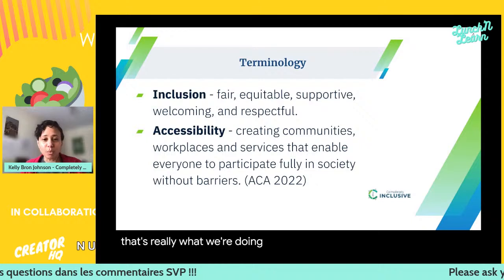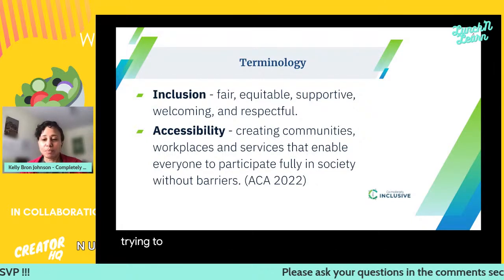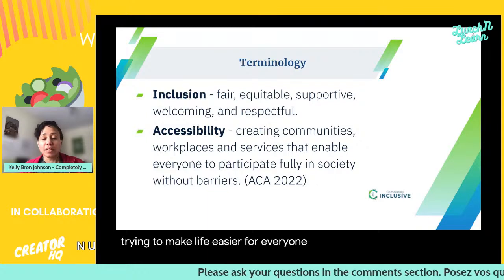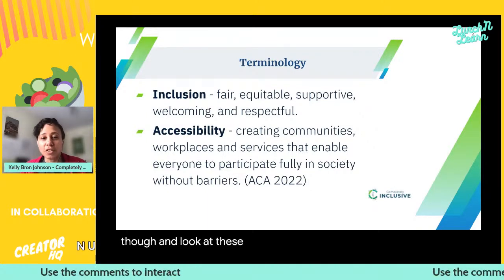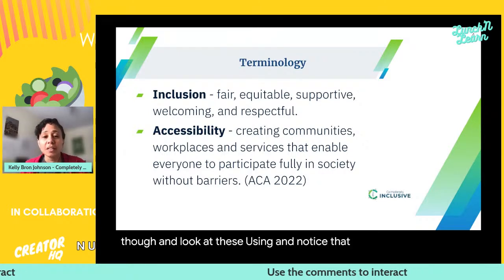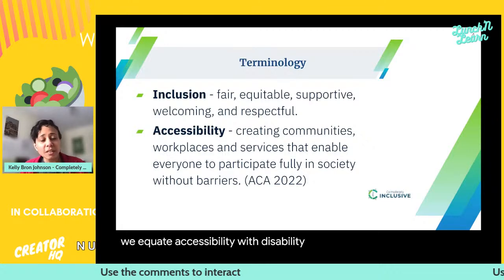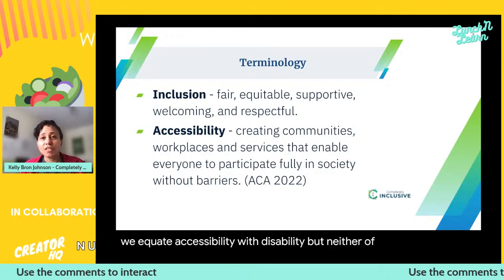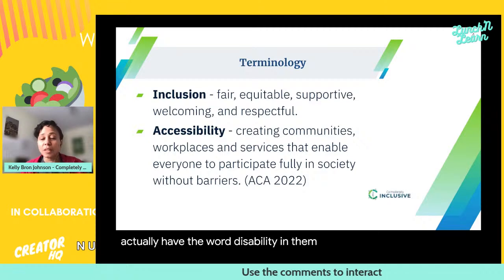So that's really what we're doing. We're breaking down barriers. We're trying to make life easier for everyone. So I just want you to take a moment, though, and look at these two definitions and the words that they're using, and notice that a lot of times, we equate accessibility with disability, but neither of these definitions actually have the word disability in them.